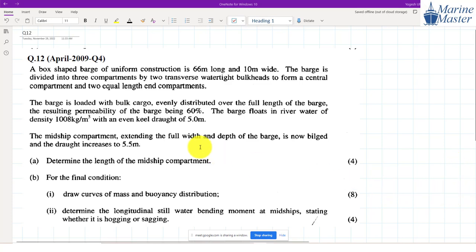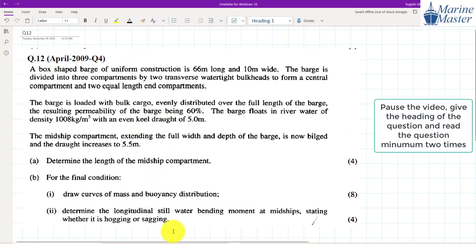Before going further, guys, give the heading of the question: Question number 12, April 2009, question number 4. After giving this heading, try to read this question minimum 2 times, guys.